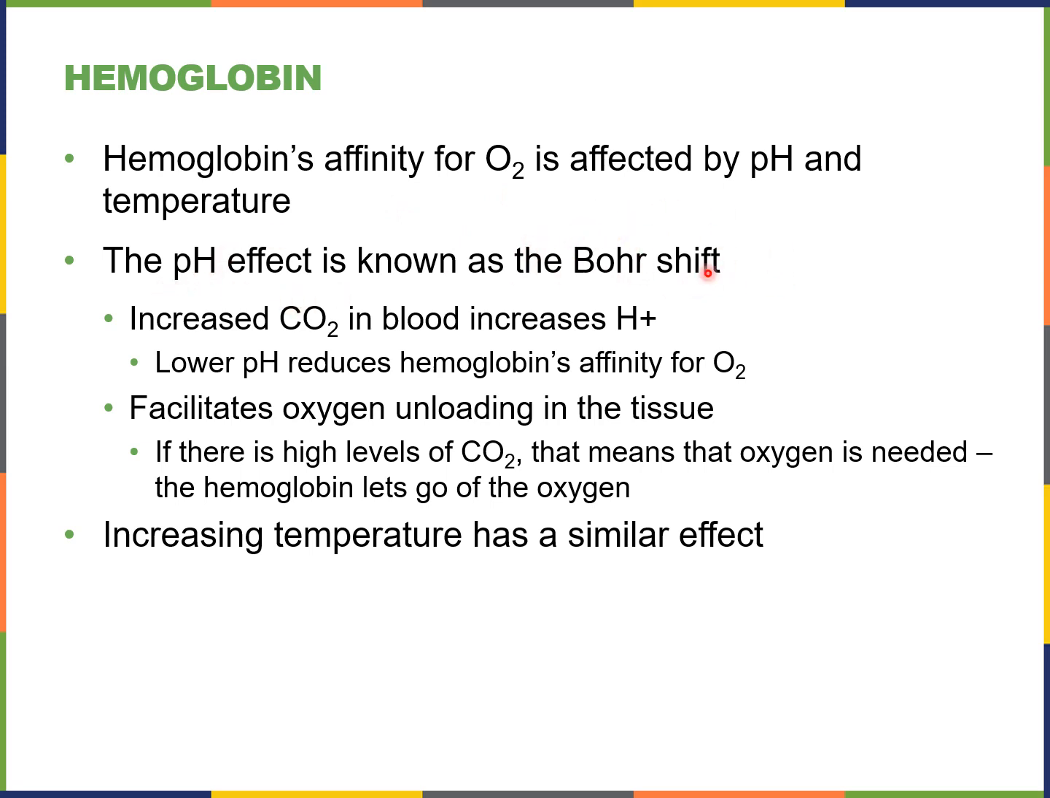The pH effect we commonly call the Bohr shift. So what happens is as we increase CO2 in the blood, it increases our hydrogen in the blood, which means when we increase hydrogen, we're actually lowering pH. Okay. So that reduces our hemoglobin's affinity for oxygen. So it's not going to be able to bind as much oxygen. So we're actually facilitating oxygen unloading in the tissue by lowering the pH. And if there's high levels of CO2, that means that we need oxygen. So hemoglobin is then going to let go of the oxygen. Increasing temperature also has a similar effect.